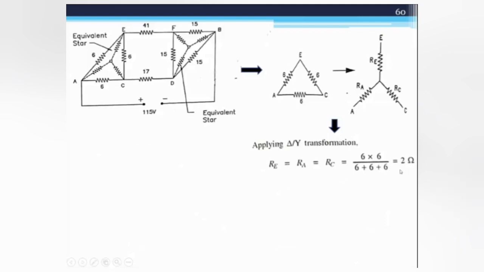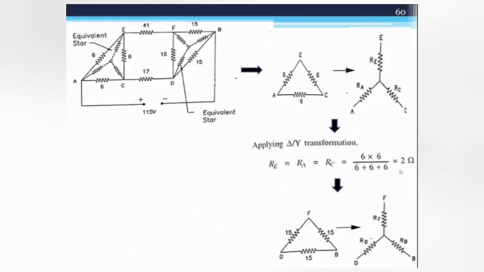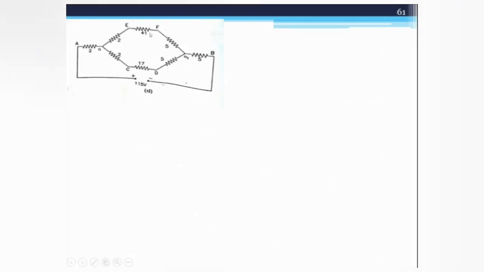Similarly, apply the delta to star equation for DFB. We can find the value of RF, RD and RB. It is 5 ohm. Again, the values of these three resistors are the same, and therefore RD equal to RF equal to RB equal to 5 ohm. After that, we replace that in our circuit. So this is your AEC star, RA, RE and RC. Similarly, this is your RD, RF and RB.